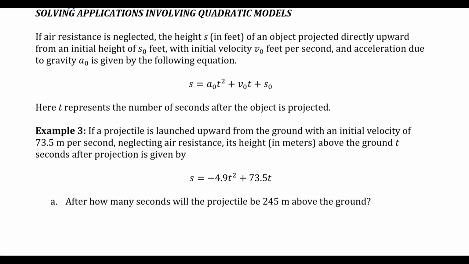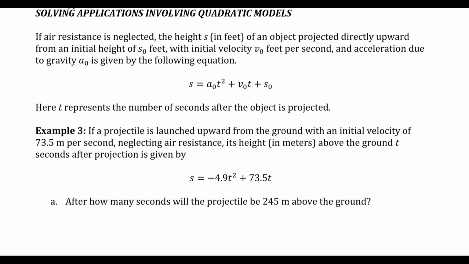It says if air resistance is neglected, the height, s, in feet, of an object projected directly upward from an initial height of s sub 0, so this is your initial height, with an initial velocity of v sub 0 feet per second, and acceleration due to gravity, which is a sub 0, is given by the following equation. So this is the equation that we usually put things into. T represents the number of seconds after the object is projected. So in other words, T can be 1, 2, 3 seconds, that type of thing.